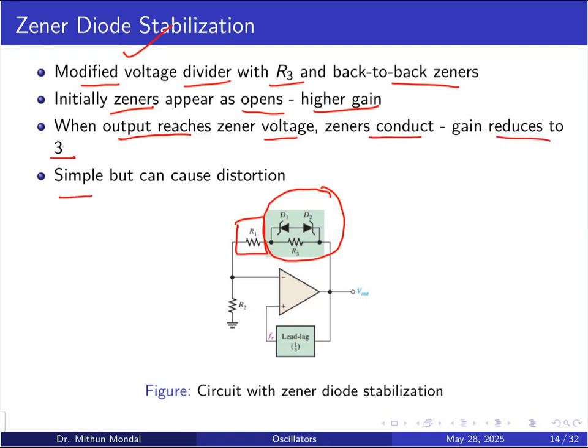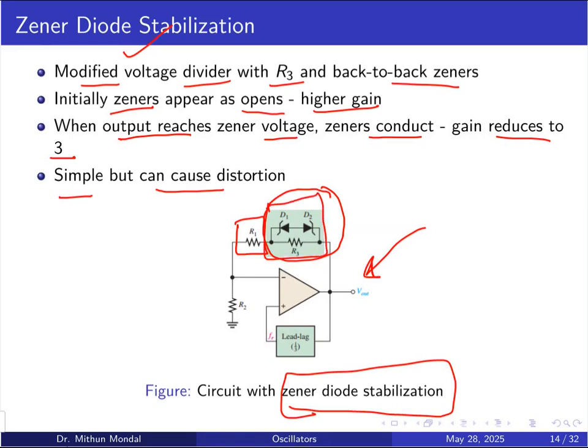So this is a simple circuit but it can cause distortion. So this is the circuit with Zener diode stabilization, in which, in the feedback loop, 2 Zener diodes are connected back to back in parallel with the resistor R3.